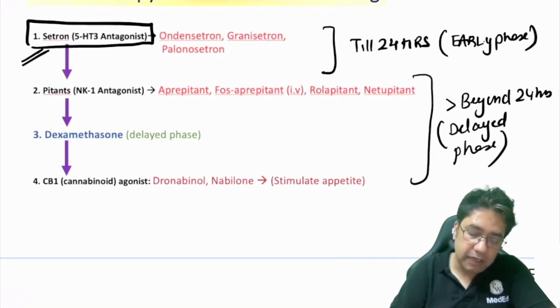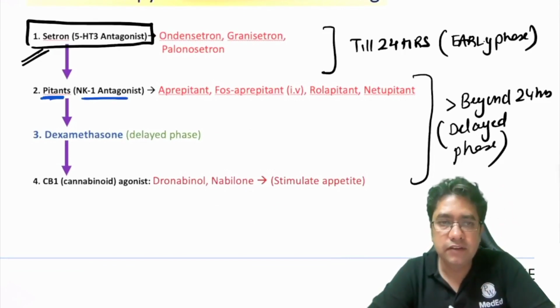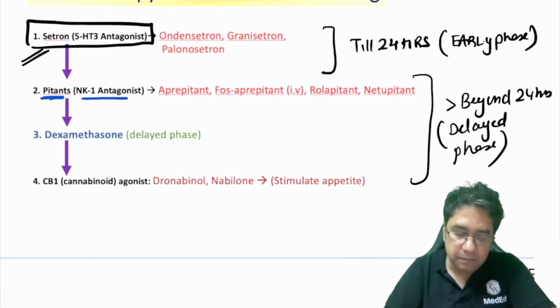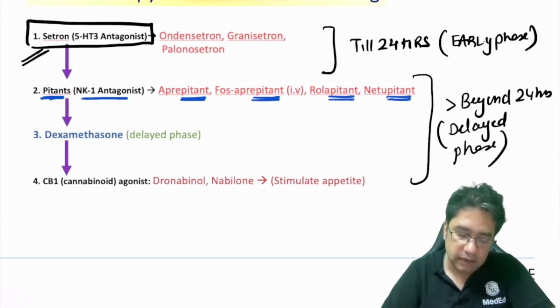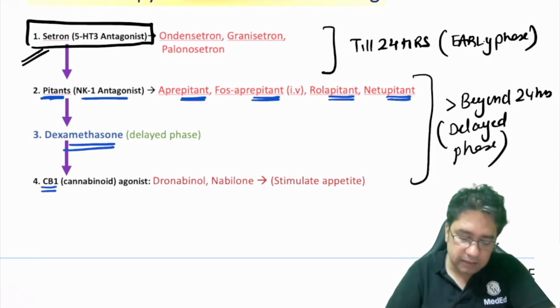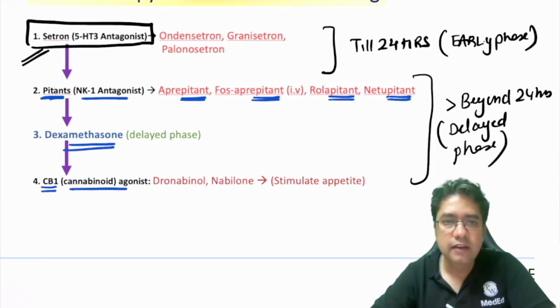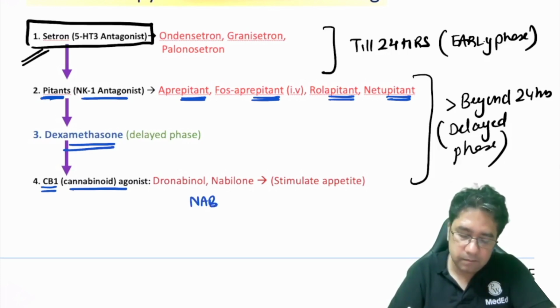Here we add pitants. Pitants block NK1 receptor, neurokinin 1 receptor, and they end with the word pitant. Aprepitant, fosaprepitant, rolapitant, netupitant. Then we also add corticosteroid dexamethasone and CB1. CB1 is a cannabinoid receptor, and its agonists will have NABI in them, like dronabinol, nabilone.